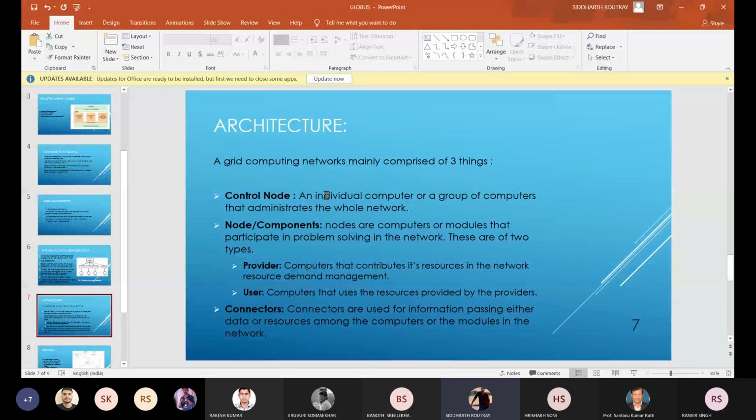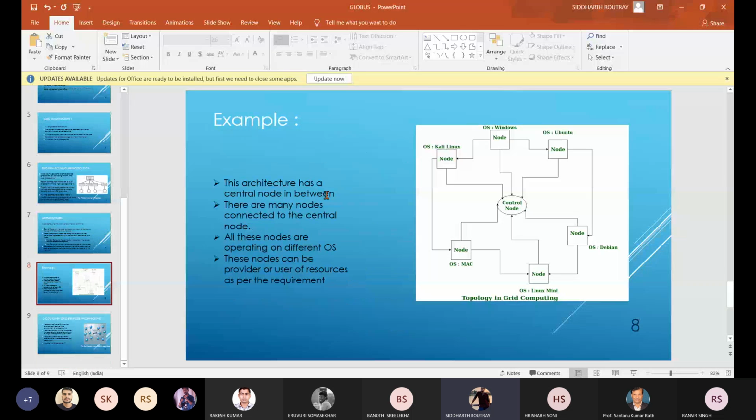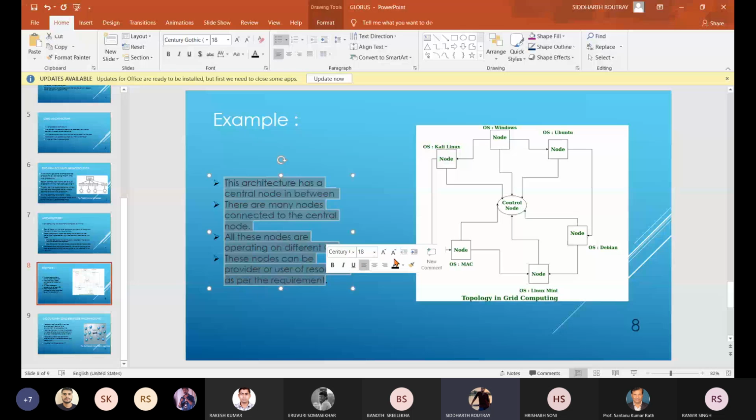Then we'll come to an example. The right diagram shows us how the architecture looks. Let me increase the font. One second.